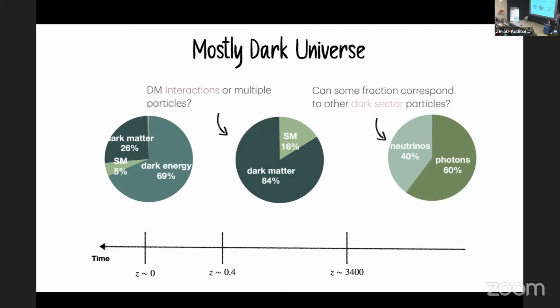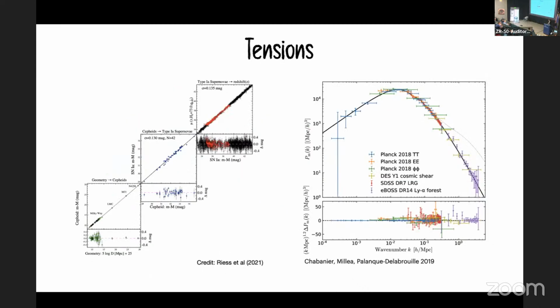So some possible questions: if you have some BSM particles that come into equilibrium with the neutrinos at early times, it's possible that some fraction of this 40% we're talking about could also correspond to other dark sector particles. And if we think about the dark matter as a particle, we could also imagine that there's multiple dark matter particles, as well as interactions with the dark matter and dark radiation.